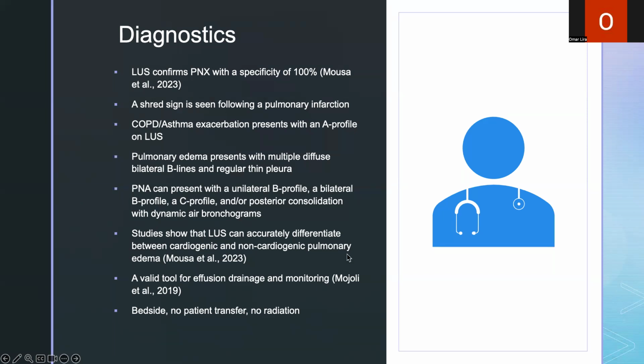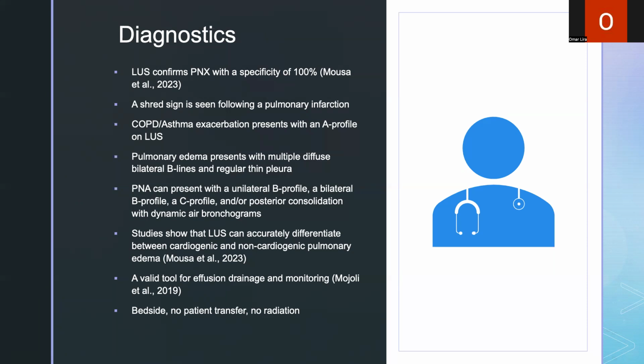Diagnostics. Lung ultrasound confirms a pneumothorax with a specificity of 100%. A shred sign is seen following a pulmonary infarction. COPD and asthma are suspected when an A profile is present on lung ultrasound. Pulmonary edema presents with multiple diffuse bilateral B lines and a regular thin pleura.